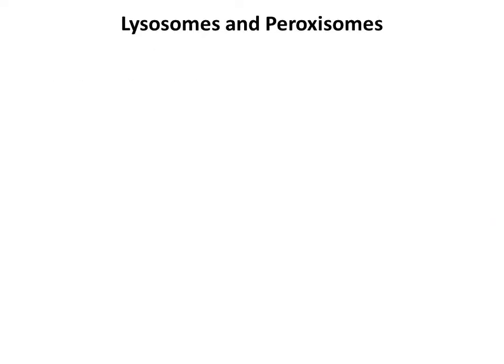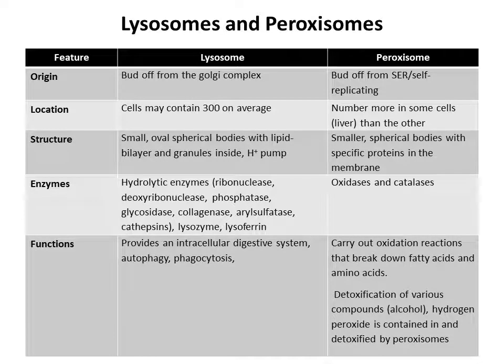One of the very popular university questions is the one that asks for the comparison between lysosomes and peroxisomes. To keep things simple, comparisons should be done in the form of a table. We can compare lysosomes and peroxisomes based on these features: their origin, location within the cell, or some other properties related to location, structure, enzymes, and functions. As for the origin, lysosomes bud off from the Golgi complex, whereas peroxisomes bud off from smooth endoplasmic reticulum, or they can even self-replicate.